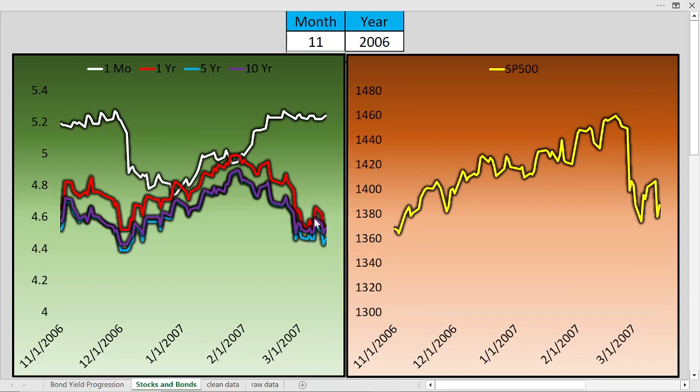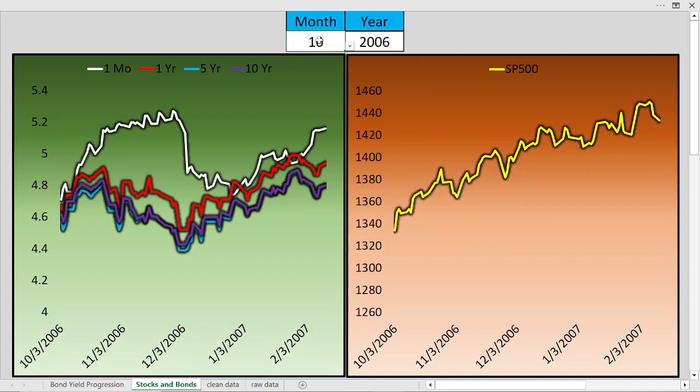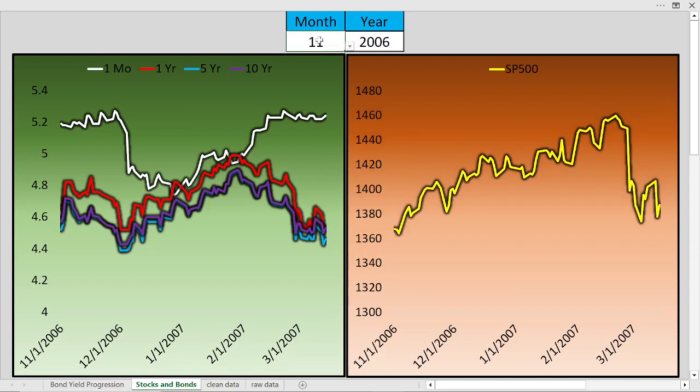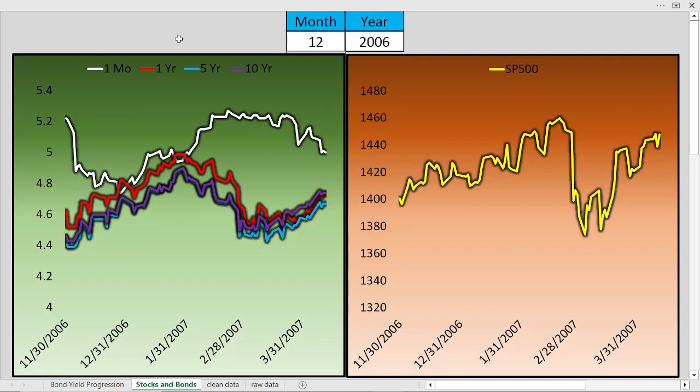and we see the longer term rates, especially the 10-year and the 5-year, even the 1 year for that matter, really start to drop down. That's a separation. Again, we go from October 06 to November. Then we move to December of 06. Now that was really when the 1 month really started to capitulate.